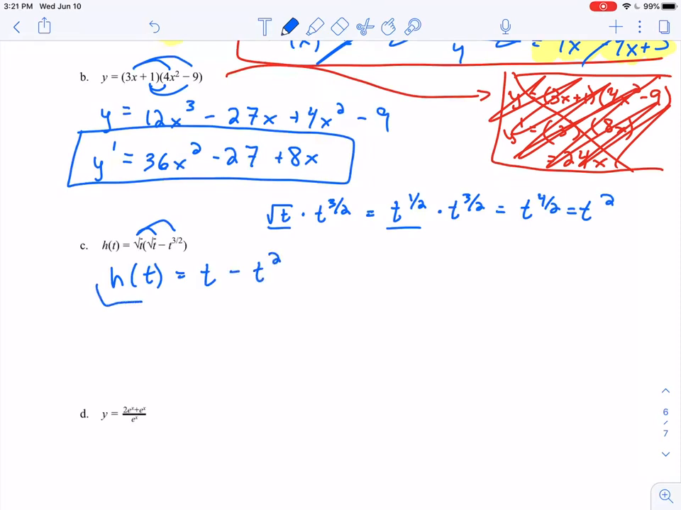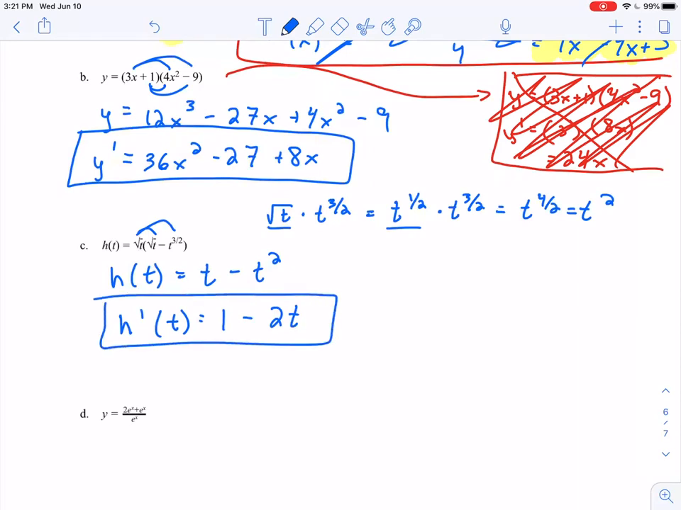Again, I have not taken the derivative. All I did was simplify this expression, which means I still need to use my power rule. So h prime of t is equal to 1 minus 2t. Here is my derivative.